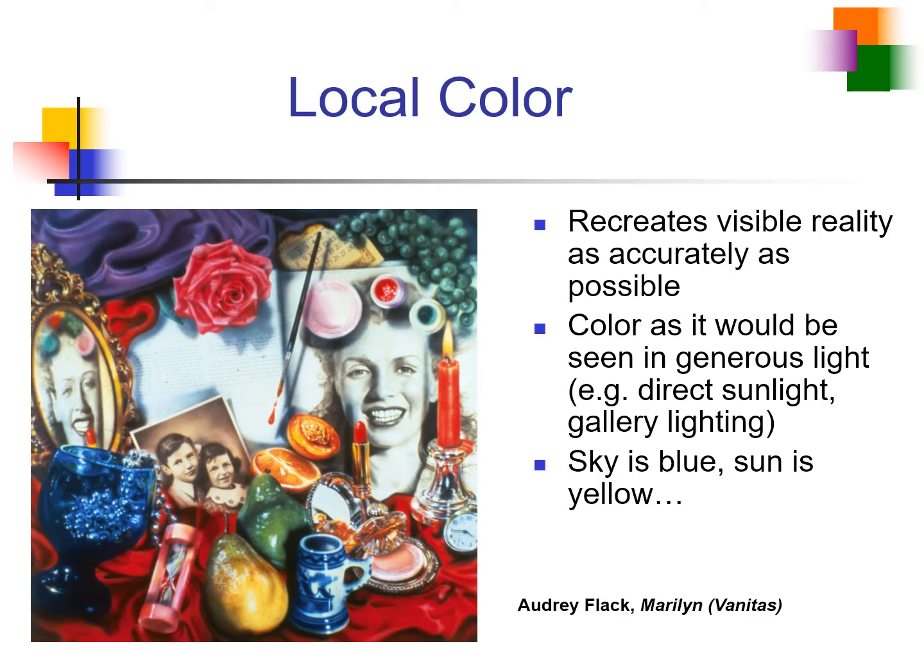Local color is an attribute of color, and it refers to the idea that color seen in bright light, for instance in a gallery or in direct sunlight, would show the true hues of the objects in question. So in this particular work by Audrey Flack, we see that the rose is red, the glass is blue. The colors are displayed as if seen in proper light.